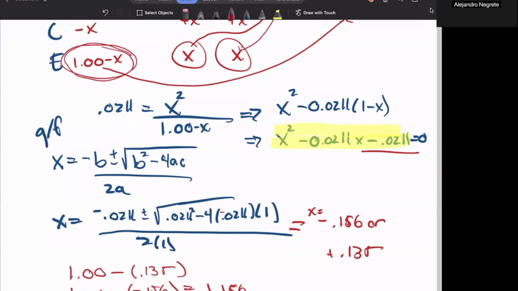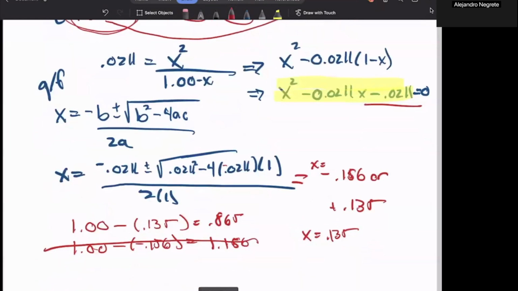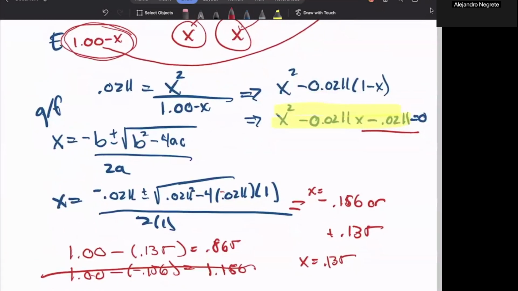So now let's take a look at the other one here that we have. So now that we calculate the other one, the other one is just going to be 1 minus 0.135, right? 1 minus 0.135, this is equal to 0.865, and that would make a lot more sense, right? So we're not going to be using this value here. We know that x is equal to 0.135. So as far as the final concentrations go, we know what x is.